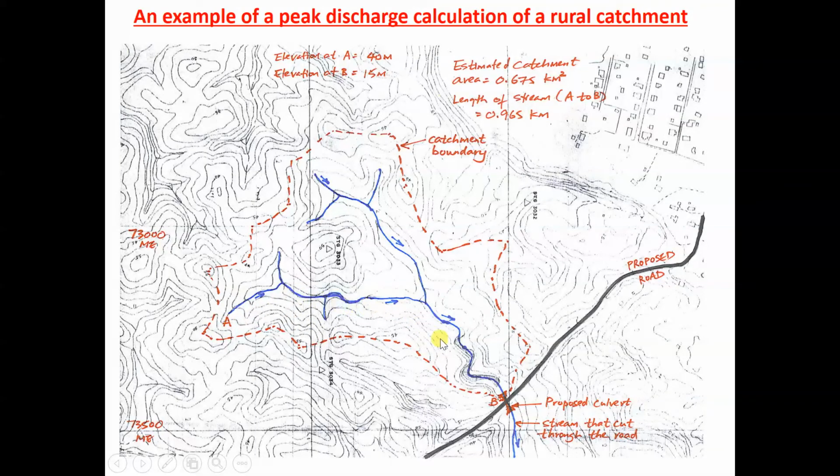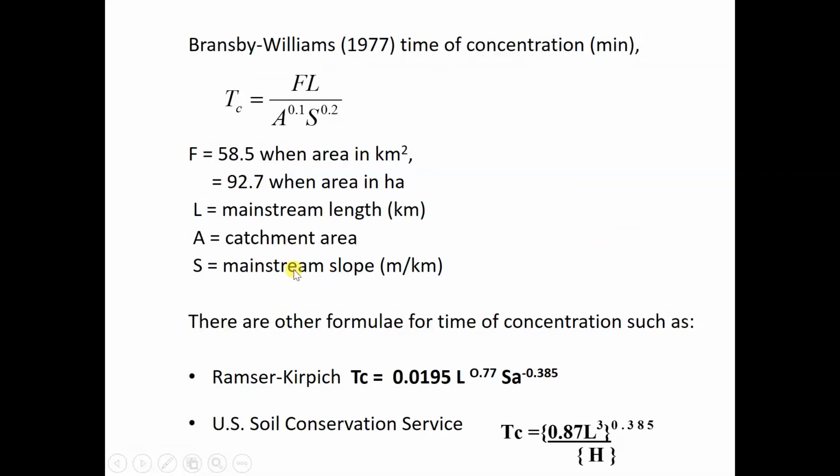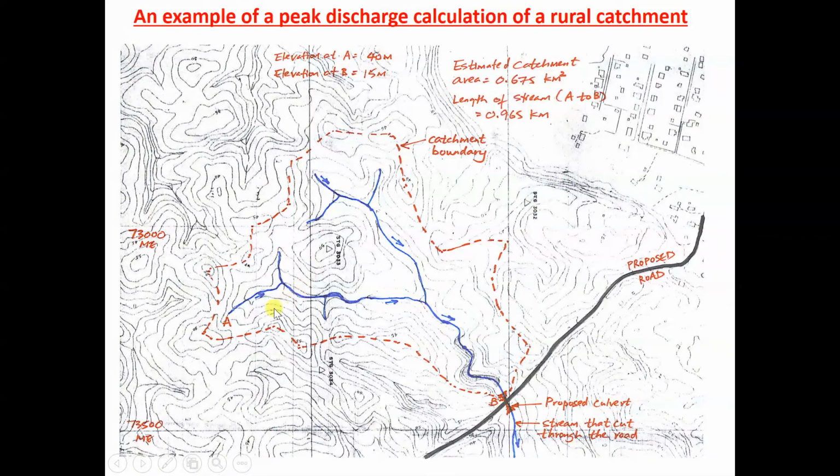So we need to find the length of this stream, from A to B, at this point of the bridge, the covered crossing or the bridge crossing. This one is 0.965 km in this example. And the catchment area, if you do it on AutoCAD, you can just make this a polyline, click, and then the catchment is 0.675 square kilometers.